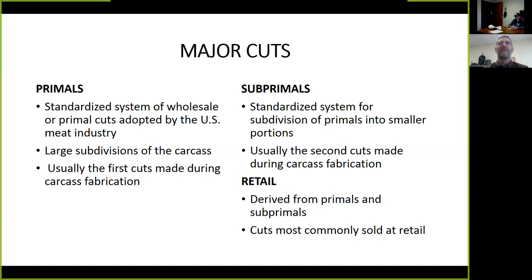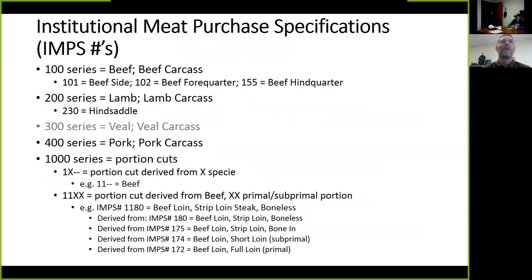And then we'll take the primals and subprimals and cut them further down into the steaks and roasts and chops. And these would be what we call the retail cuts. The retail cuts are what you would typically see in a retail store, what you see in the meat counter. For instance, a beef T-bone steak or a lamb rib chop. Those are considered retail cuts.